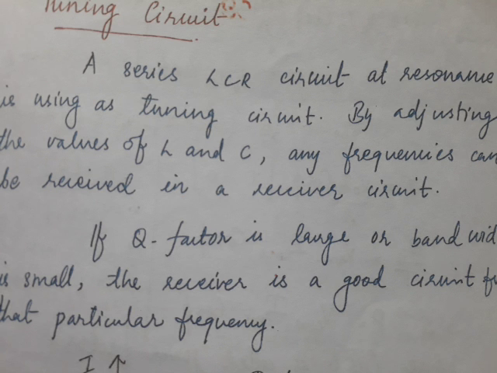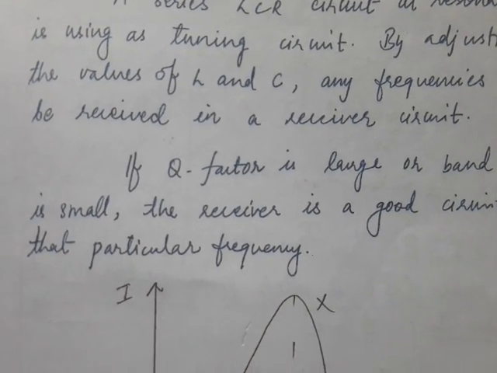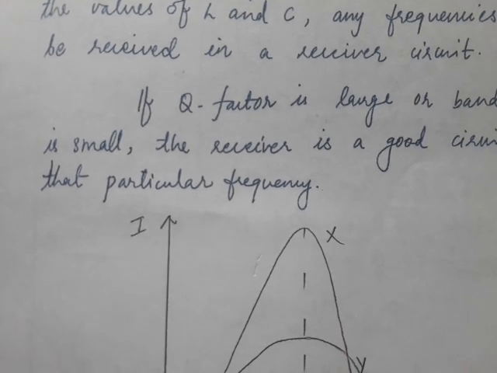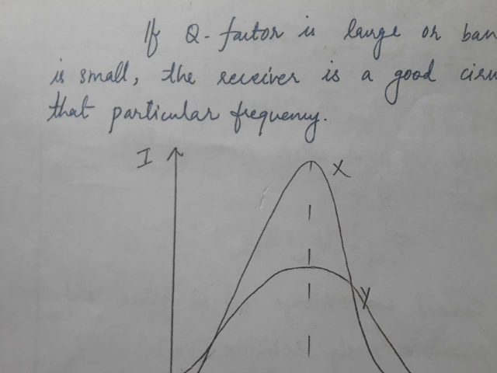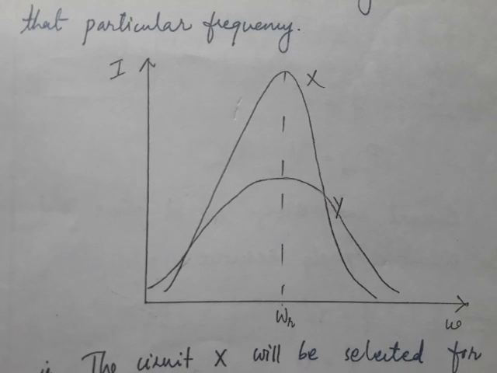So when the Q factor is large, the bandwidth will be small. The receiver is a good circuit for that particular frequency. So if you have two circuits whose current versus frequency is given here, you can see X and Y. The circuit X has a particular sharp resonating condition. So circuit X will be selected for tuning the frequency omega R, because for that particular X curve the Q factor is very large compared to Y. Otherwise we can say the sharpness of resonance is high for X than Y. So it's just an application, like we are using it in LCR circuits, in tuning circuits.